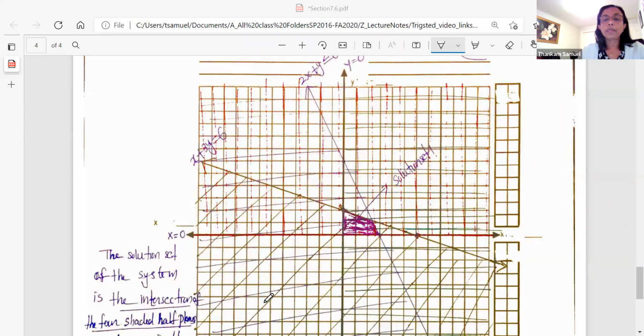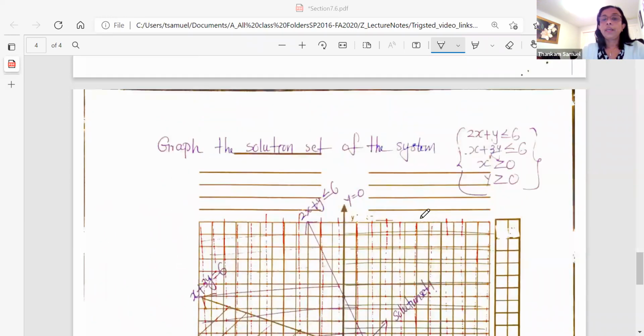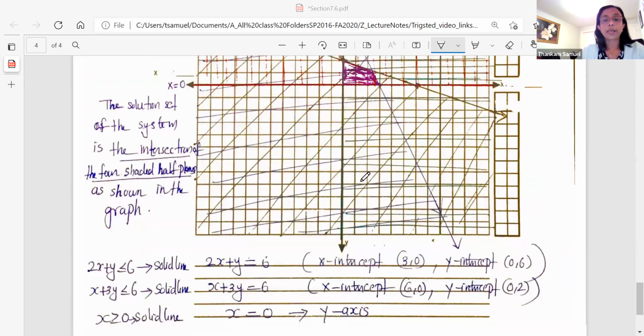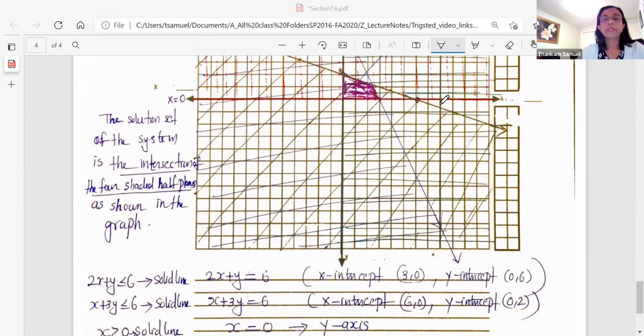And we have all these shaded regions. For the first inequality, the shaded region is the lower half plane. Here it is, this plane. And for the third inequality, this portion, and for the fourth inequality, the portion above the x-axis, including these points too. So the intersection of all these shaded areas is this portion. So that is the solution set of this system of inequalities, the intersection of all these shaded regions, as shown in the graph.